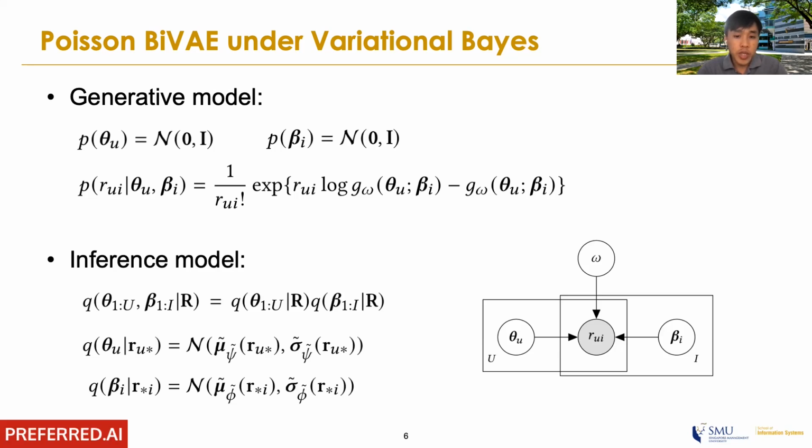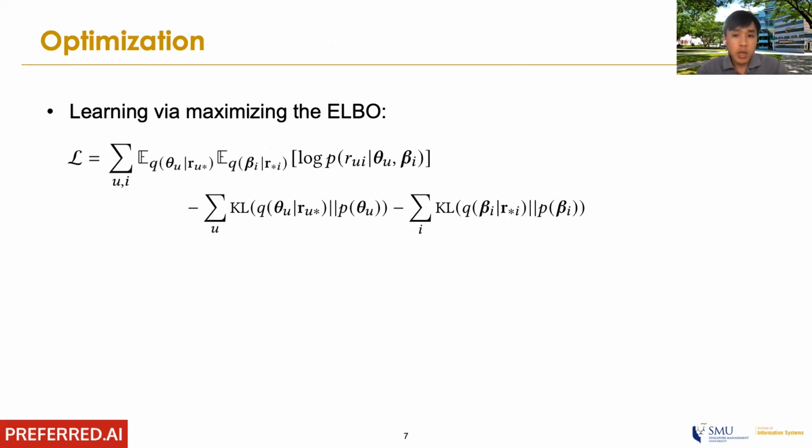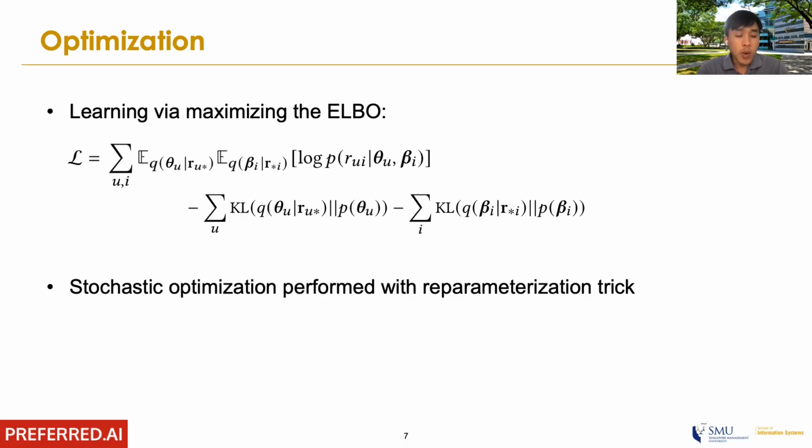So now we are ready to fit our model to the data. In terms of optimization, learning the BiVAE model means we are maximizing the evidence lower bound objective function as shown there, which is nothing special. But there are a couple of things that we want to emphasize. The optimization in practice is performed using stochastic optimization with the help of the reparameterization trick to get rid of the sampling operation to take the gradient.